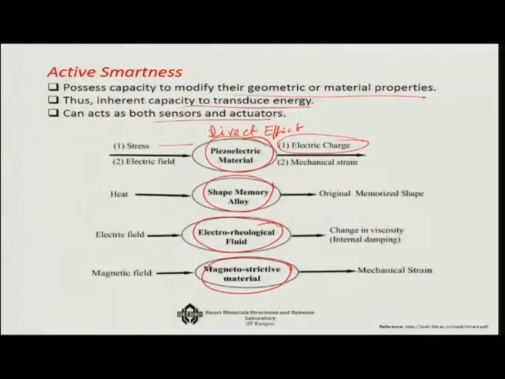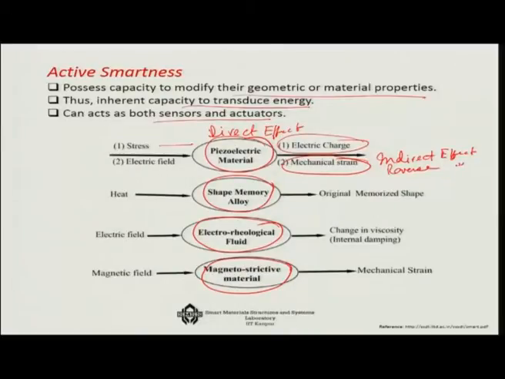But there exists another effect which is known as the indirect effect. That means instead of applying mechanical force and getting some change of electrical field, what if you apply an electrical field to a piezoelectric material? You are going to see a change in the mechanical strain. That means it is going to deform, it is going to change its shape, and that is the indirect effect. Sometimes people also call it the reverse effect or the converse effect. There are very similar names of it.